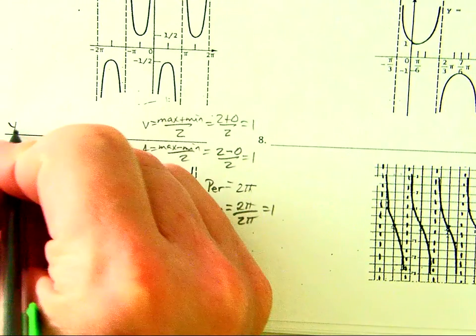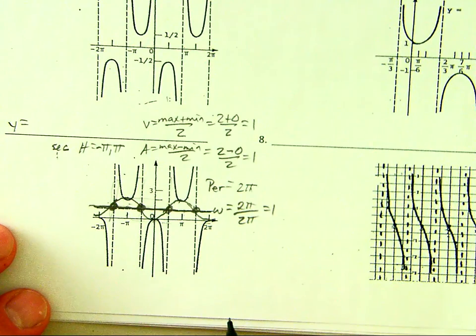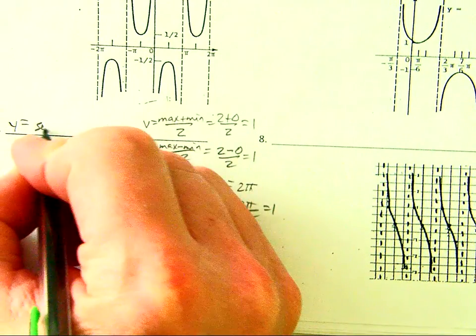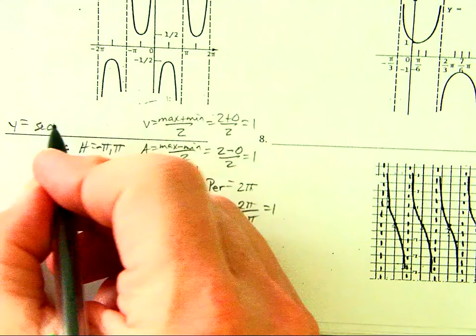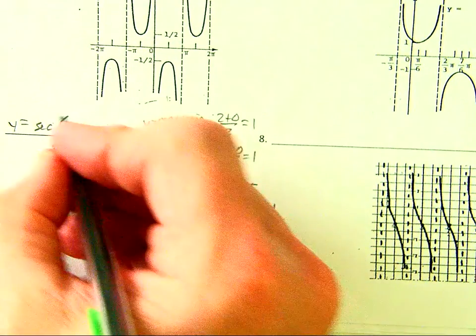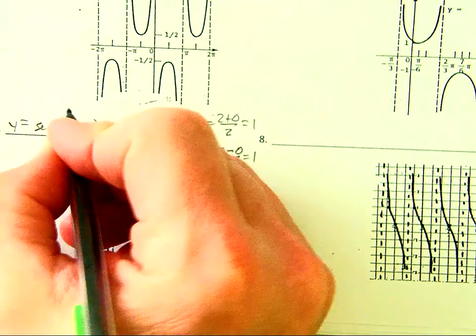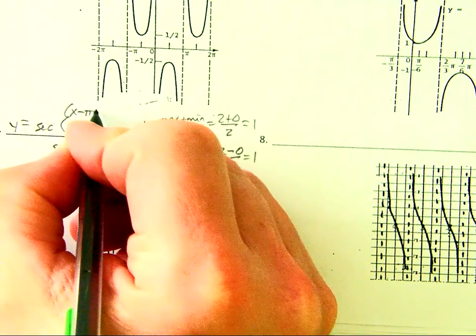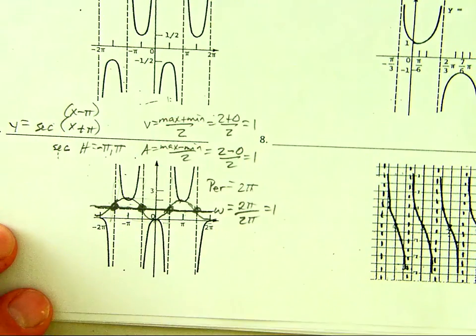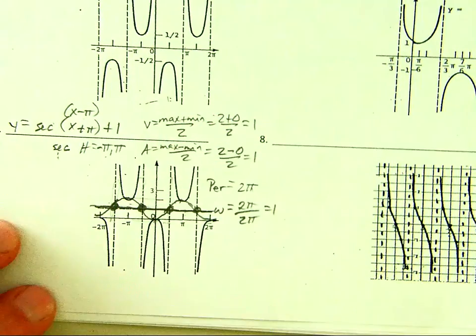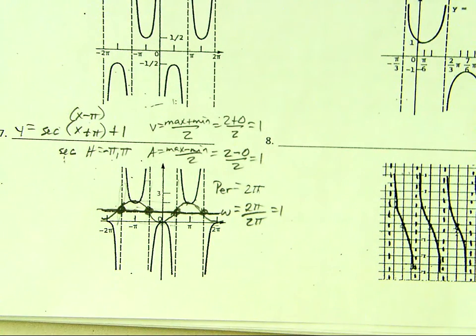So if we start our equation, y equals our amplitude, which we said was 1. If we use secant, our angular velocity is 1. Then in parentheses, we can either have x minus a negative pi or x minus pi. Either one of those is correct in here. And then plus our vertical shift, which was 1. So that's the equation if we use secant. Again, I like secant just because I think it's always easy to find a crest.